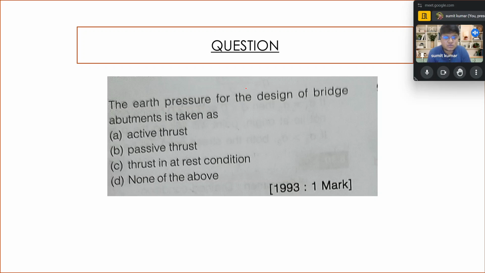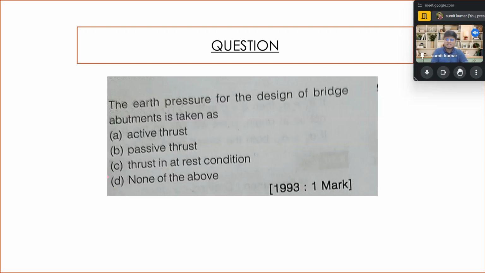So over here, the first question is: the earth pressure for the design of a bridge abutment is taken as the active thrust, passive thrust, thrust in rest condition, or none of the above. By your understanding, you can easily answer this question. Okay, I will take the pen. The correct answer is option C.